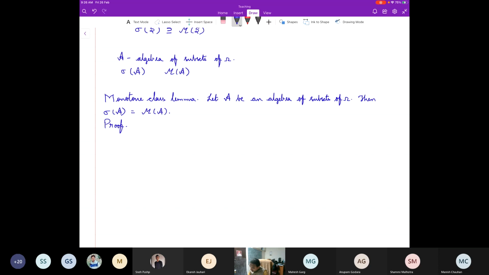How to show that these two are equal? We shall show that sigma of A is contained in the monotone class of A. That's right, that's what we are going to do. But how to proceed? Where to proceed? Out of the results that we proved today.